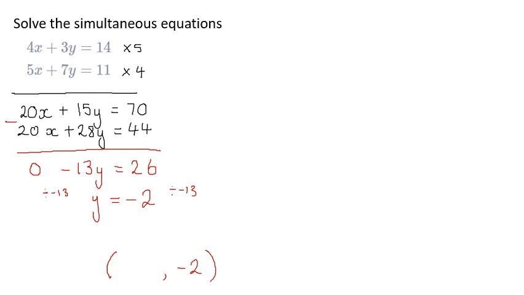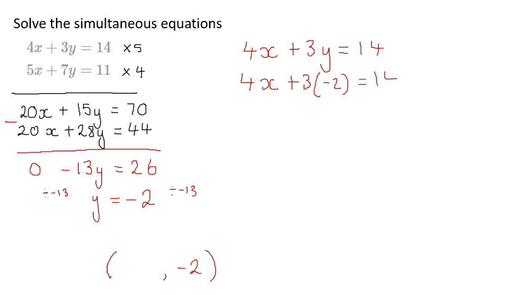Okay, so it would be negative 2, but I need to find the x part. So I pick either of these equations. It doesn't matter which one I pick. So let's just take the top one for convenience. So 4x plus 3y equals 14. We've just worked out that y is negative 2. So we've got 4x plus 3 lots of negative 2 equals 14. So let's make it easier. 4x, well, 3 times negative 2 is negative 6, equals 14. And now you just have a linear equation that you can solve using stabilizers.